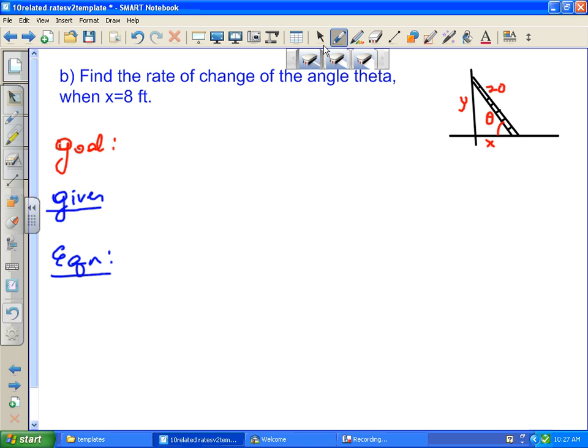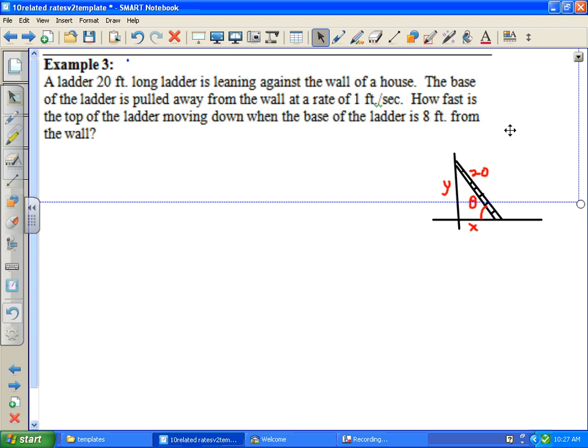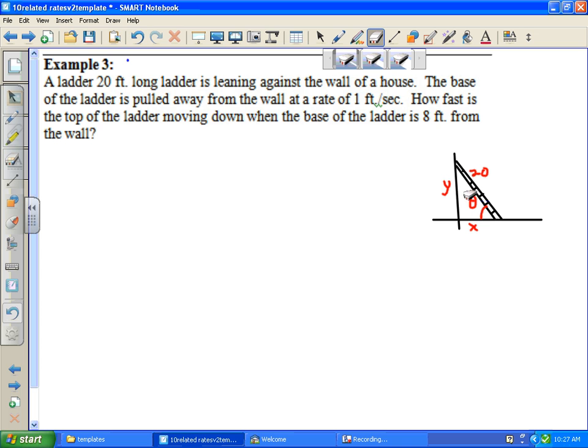I already have a picture here, so I'm going to go ahead and copy my picture, so I don't have to draw it again. If it works, copy. There we go. Okay, it worked. Okay. So for this question, we don't have to be concerned about that angle theta. Okay, so there we have a picture.